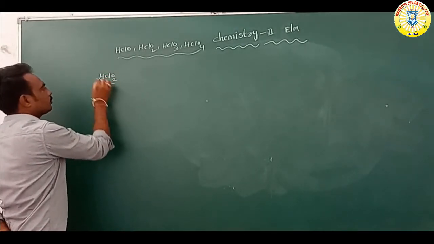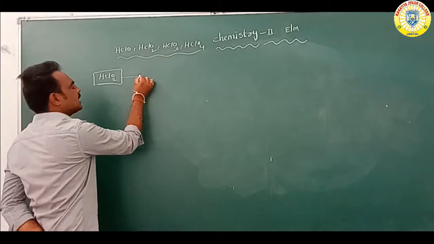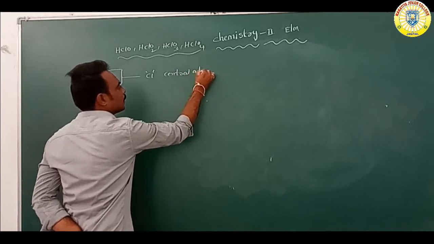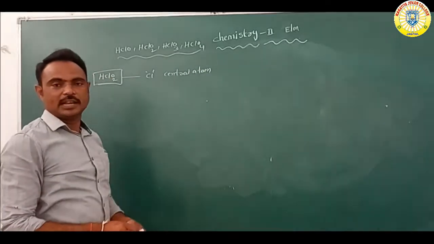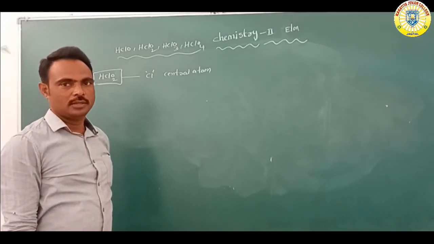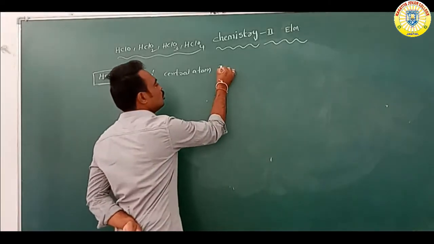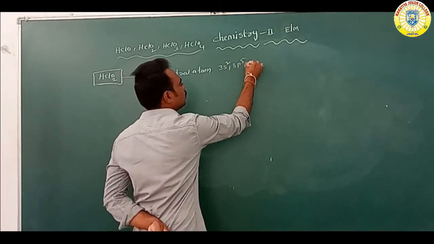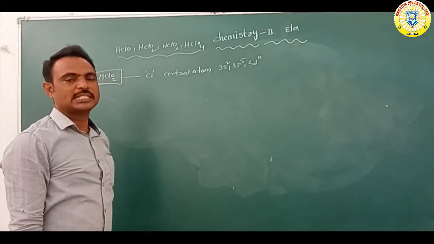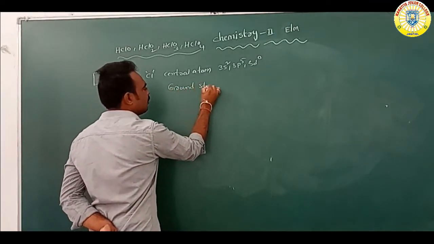Now we will discuss HClO2, so it is chlorous acid. In chlorous acid, chlorine is the central atom. What is the electronic configuration? Outer shell 3s2, 3p5, 3d0. We write for the orbitals, so that is called the ground state electronic configuration.